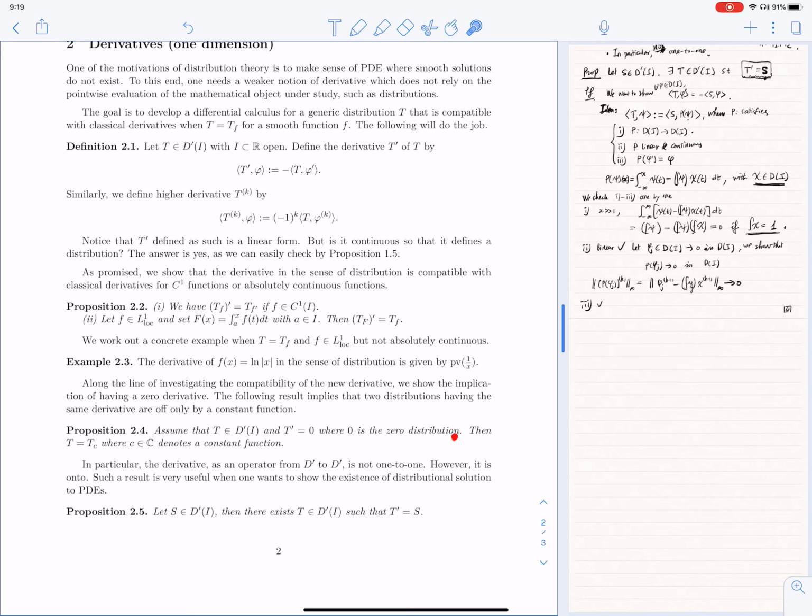Then many of the properties or propositions that we said can be generalized. For instance, like this one, if the second derivatives of two distributions coincide, then necessarily the two distributions are off by a linear function.